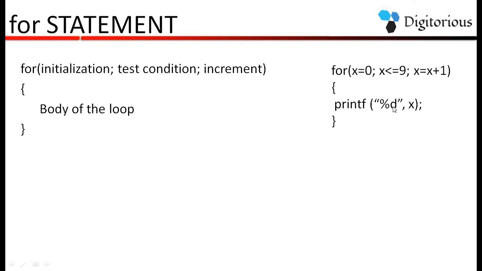Once the statement has been executed, it will move to the increment portion. It will increment the value of x by 1, which becomes 1. It will again check the testing condition. As soon as this testing condition comes out to be true, it will again execute this statement and keep on following the same execution pattern until the value of x becomes greater than 9. Once the value of x becomes greater than 9, it will move out of the execution. That's how the for statement executes.